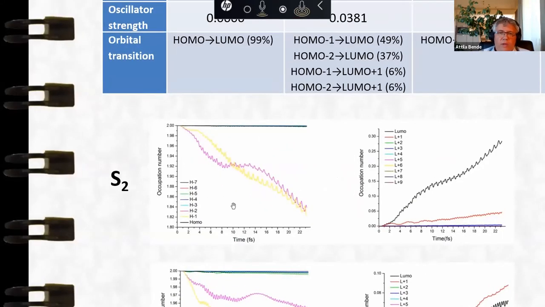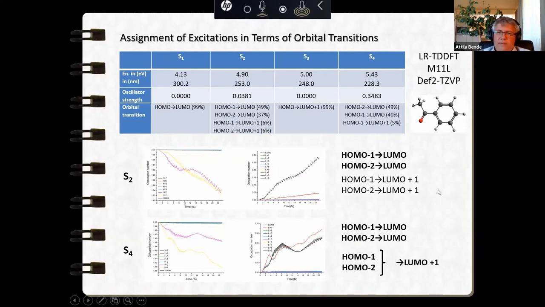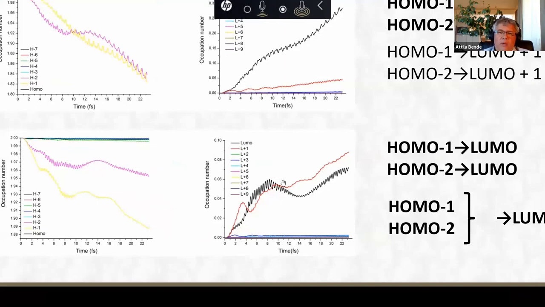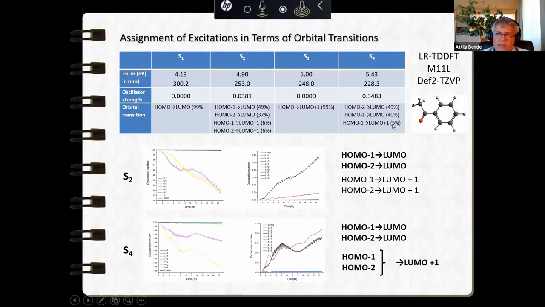For example, here are HOMO minus one and HOMO minus two, and for the unoccupied, LUMO and LUMO plus one. But it was very interesting that we were able to reproduce also these small contributions of HOMO minus one to LUMO plus one excitations. We did the same analysis for the S4 state, and we also reproduce the HOMO minus one to LUMO excitations, what we observed in the linear response case. But also the HOMO minus one to LUMO plus one excitations are quite intense in our real-time picture, which in the case of linear response has only a small contribution.